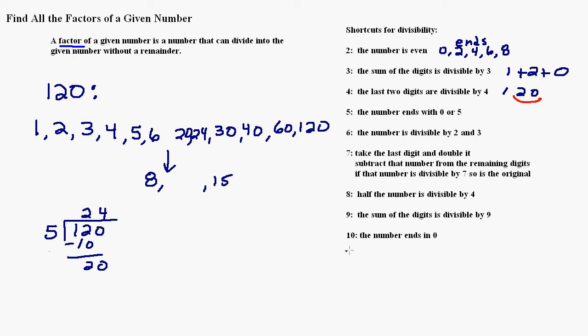So 9 doesn't work. 10, the number ends in a 0. Bingo, number ends in a 0, so 10 goes in there. Alright, how many times does 10 go in? Well, you just drop the 0 and it goes in 12.